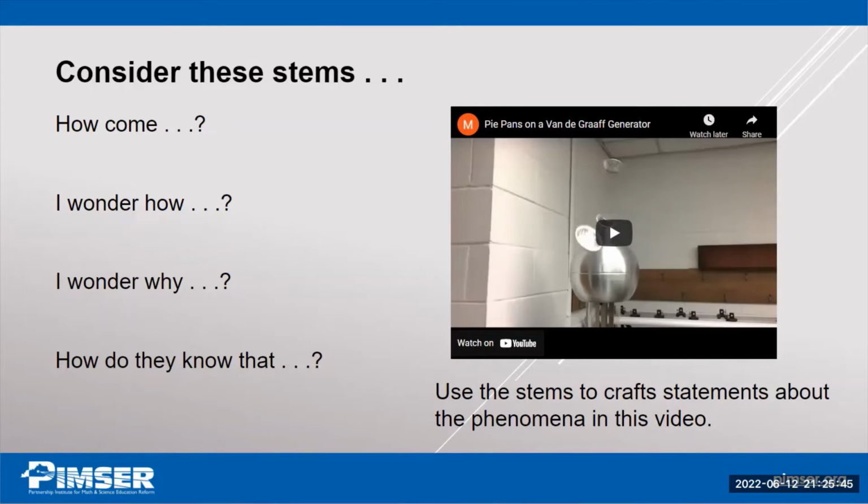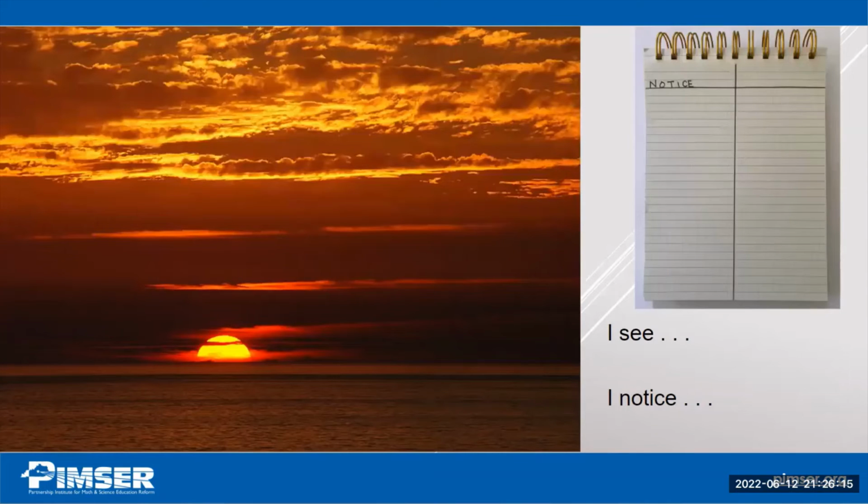I have used these stems in a similar fashion with high school students. Students use the stems to write about their ideas, then use the notes to enter into conversation. Students can share their thinking with a talk partner or a small group. As they talk about their ideas, they look for similarities as well as different perspectives. In the pie pan demo example, we use the stems first to write, then to talk.